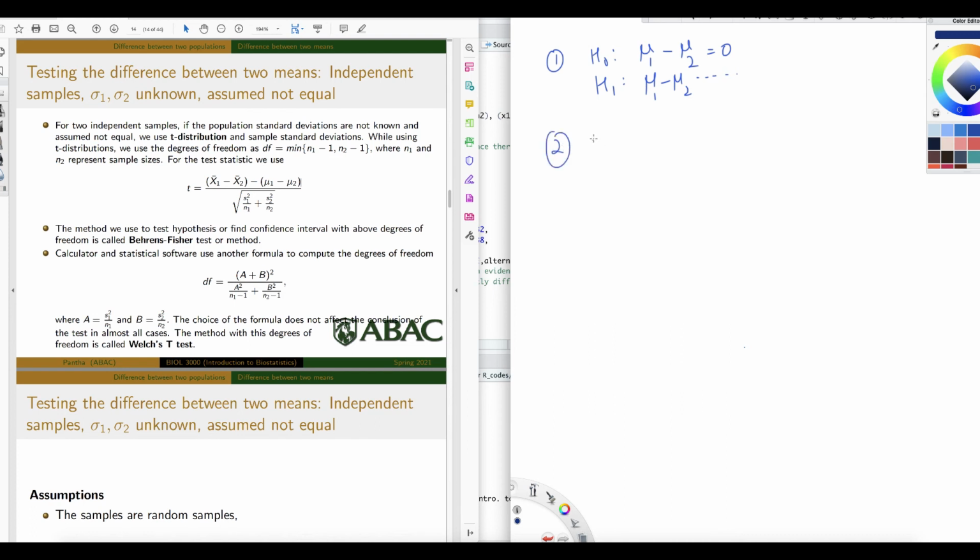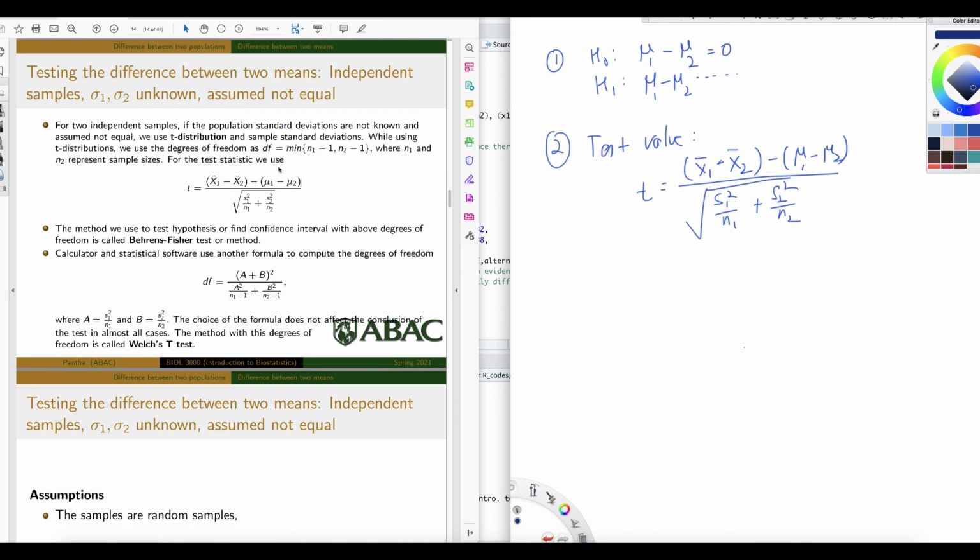Number 2 is the test value. For the test value, the formula is t equals, as in the one sample test, we will use the t test here: x1 bar minus x2 bar minus (mu1 minus mu2), which will be 0 if you are testing the equality, divided by the square root of s1 squared over n1 plus s2 squared over n2. This is the formula to find the test value.